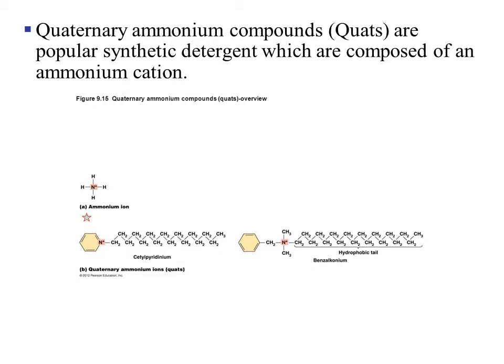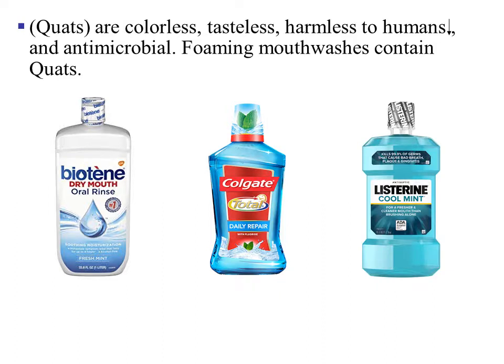Quaternary ammonium compounds, also called quats, are also surfactants. They are popular synthetic detergents which are composed of an ammonium cation. Quats are colorless, tasteless, harmless to humans in low concentration, and they are antimicrobial. You would typically find these in foaming mouthwashes.